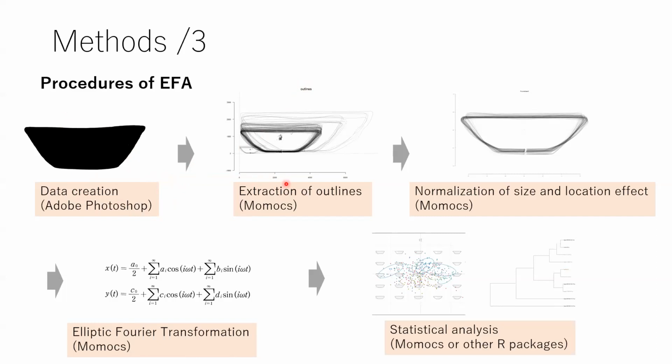The outlines were normalized to remove the effect of size and location by setting a common centroid and equal centroid size. Finally, the matrix of XY coordinates was transformed into harmonic coefficients, which describe the original shapes. To examine shape similarity and variability, some statistical analyses, especially multivariate analysis, were performed.